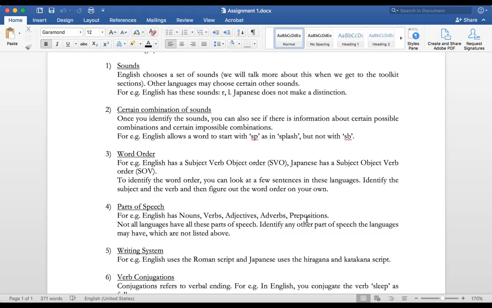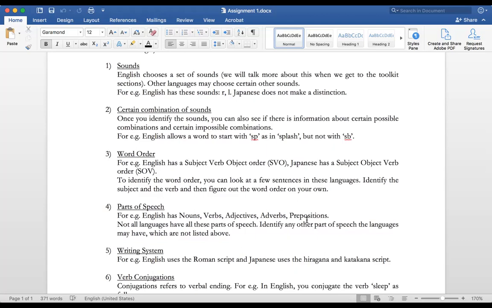So that's all I'm really looking for. I don't need you to make these kind of distinctions that, oh, English has these sounds, but this particular language I'm looking at does not have those sounds. I'm giving this to you just so that you can have an example of what I'm really looking for with respect to the sound systems of the language.